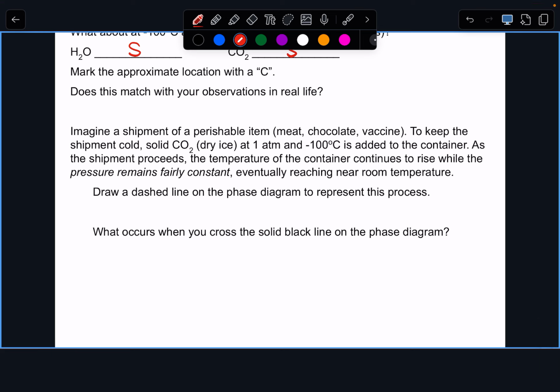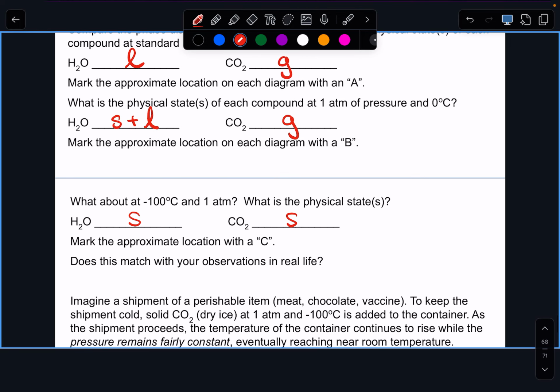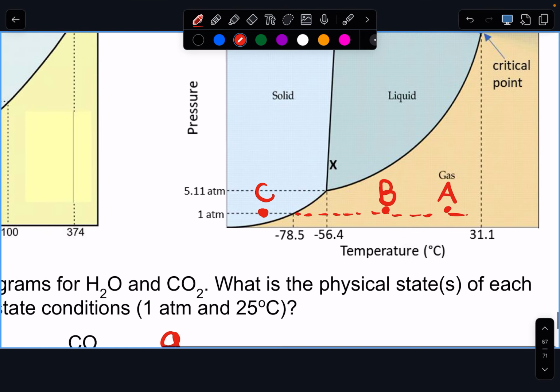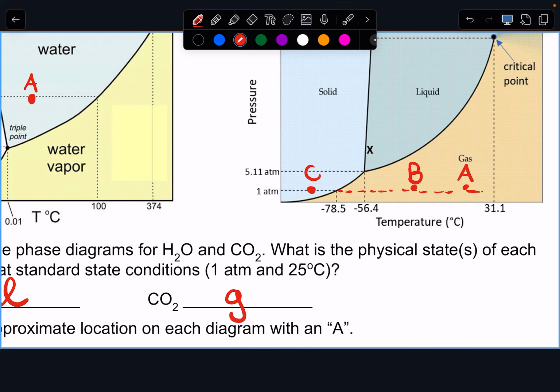Okay, I could tell this morning, I was like, oh, I must have written this during COVID, or that time when I was getting meat delivered. Okay, so they're shipping something perishable. It's at 1 atmosphere of pressure. It's just sitting in a FedEx truck. They stuck solid CO2 in there at a negative 100 degrees C temperature initially, and then we want to know what happens. So I want you guys to draw me a line on your diagram of the CO2 to represent the process that would occur as the FedEx truck drove into warm conditions.